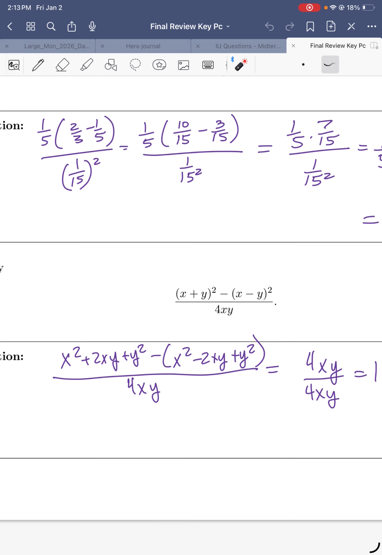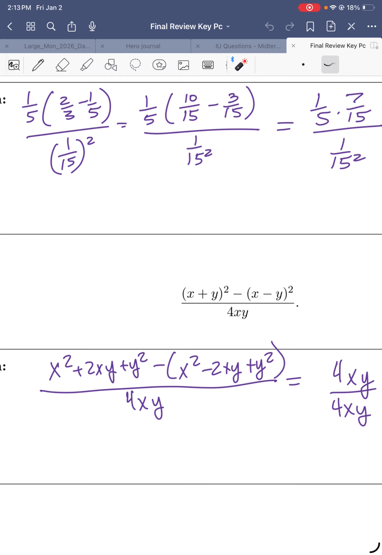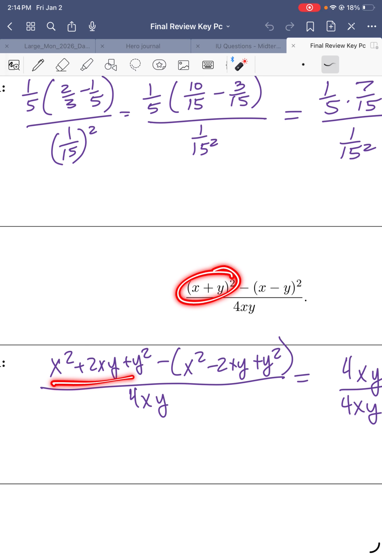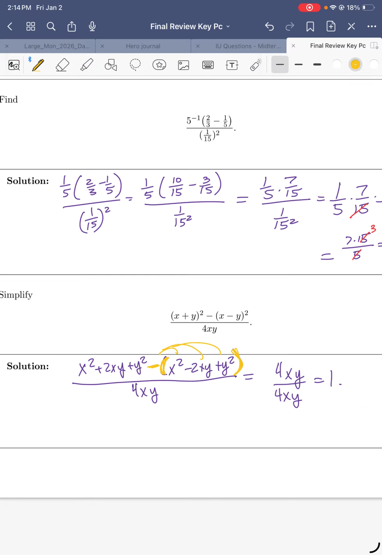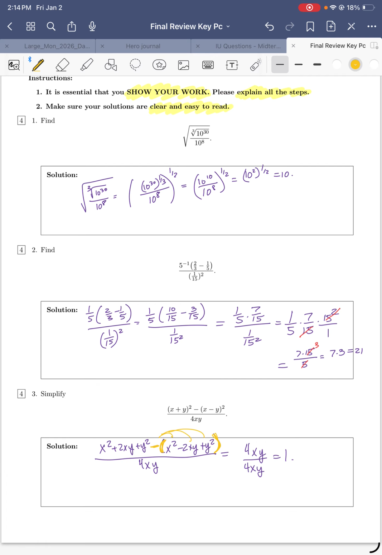This is not the only way to do this problem. You can notice that this is the difference of 2 squares, and works out quite nicely. But another way to do it is just expand this to get that. Expand this carefully inside of parentheses. So you have to make sure that all of this is in parentheses when you expand it. So this negative distributes, and you'll just end up getting 4xy over 4xy, which is 1. Okay.